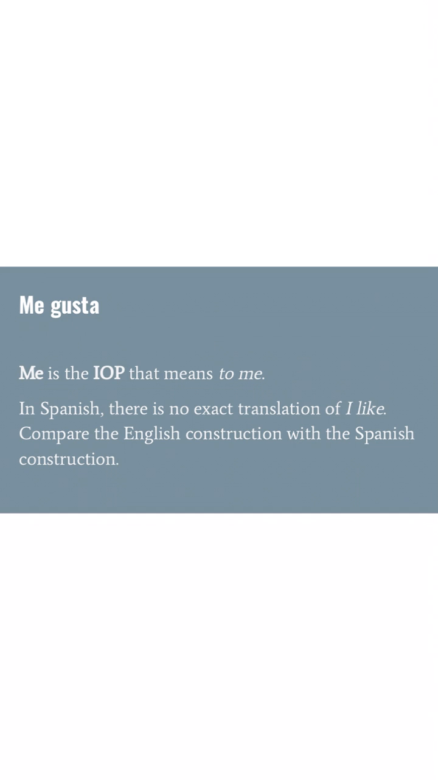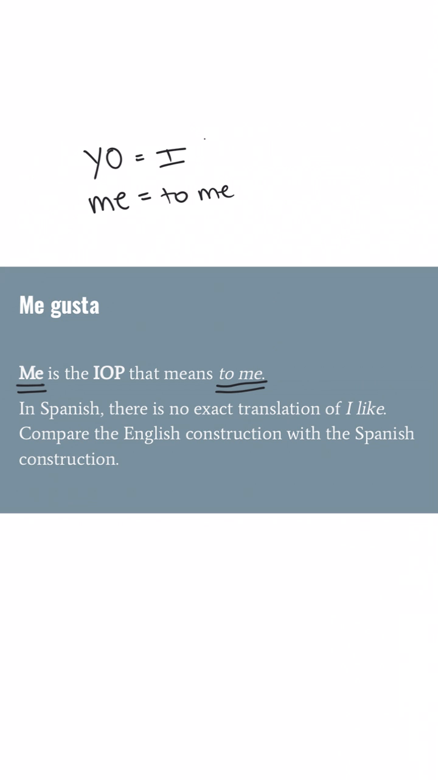So, we're going to start working with our first IOP, and this is "me." "Me" is the IOP that means "to me." All right, somewhere on your notes, I have got to see it. I want you to write "yo" equals what? We know this. It's "I," right? That's my subject pronoun. "Me" is not "I." It means "to me," okay? So "yo" and "me" are related, but they are not the same.